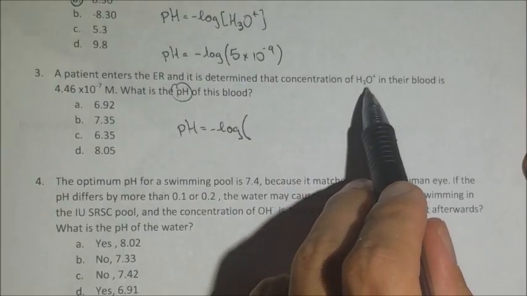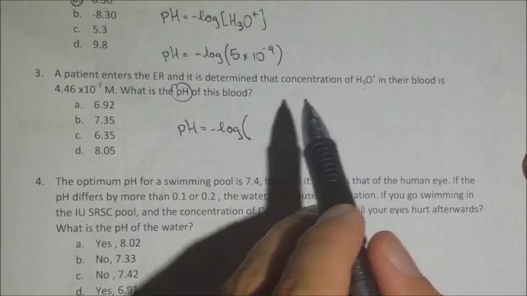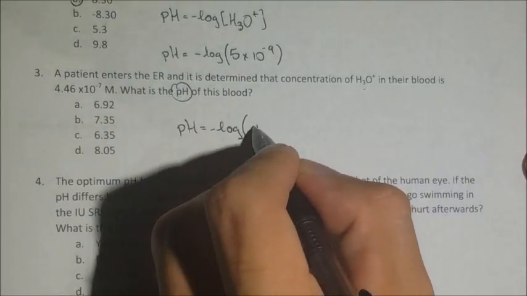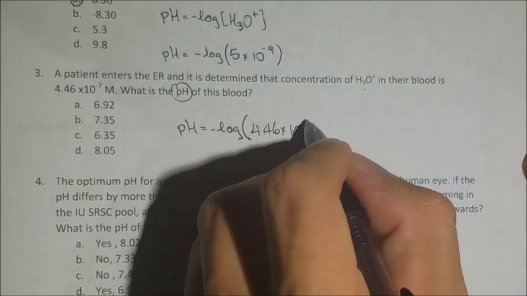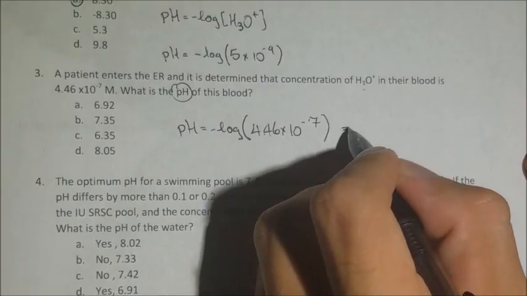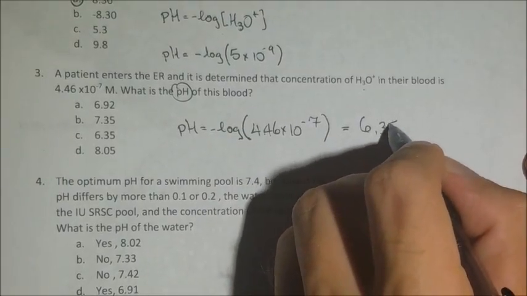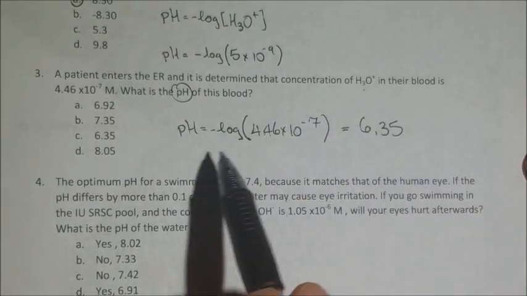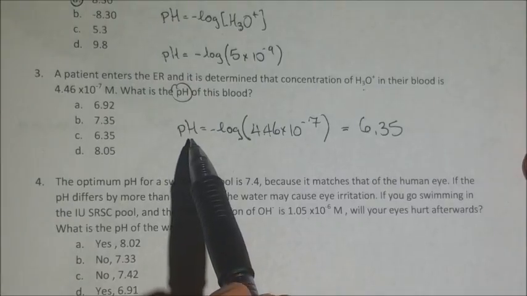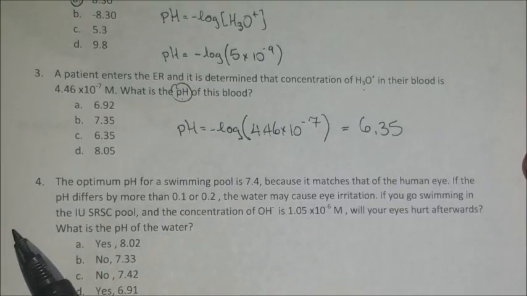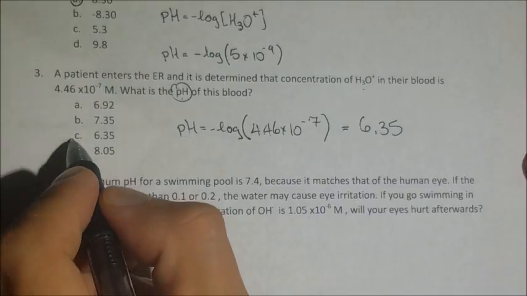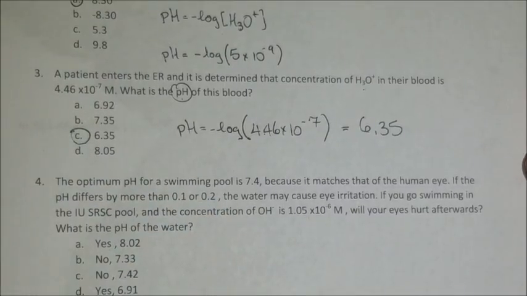Okay, got to be careful to make sure this is hydronium, and it is. So when we take the negative log of 4.46 times 10 to the negative 7th, the answer that we get is 6.35. And so 6.35 is the pH, and that is what we're looking for. So we're good. And that corresponds to C, so C is the correct answer for number three.